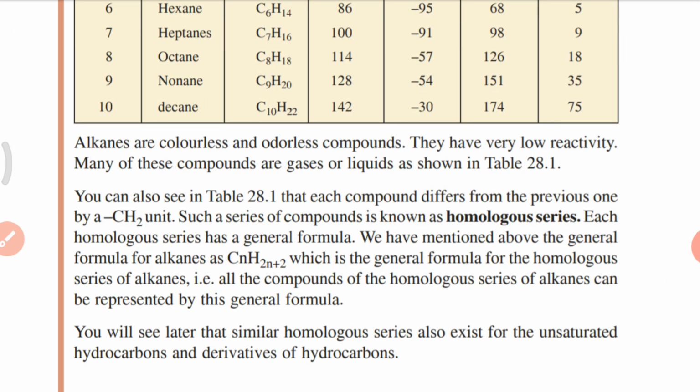The series of compounds which differ by a single CH2 unit is known as a homologous series. Each homologous series has a general formula. The general formula of alkanes is CnH2n+2.